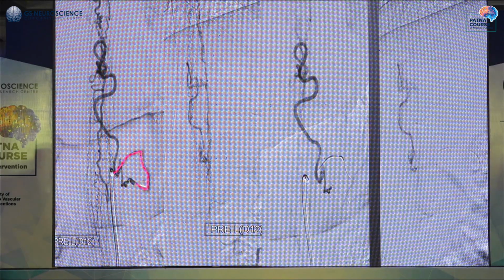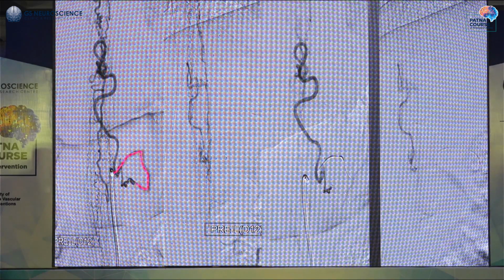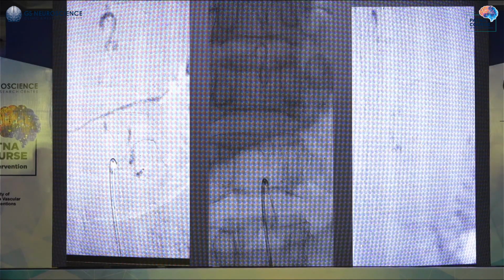I'm getting to this point, but you can see my guiding catheter is pushed backwards, which is not ideal to push any further. So you need to watch your guiding catheter all the time, because your leeway for losing your position is very high here.